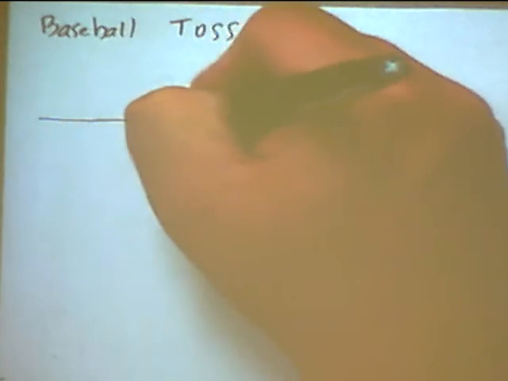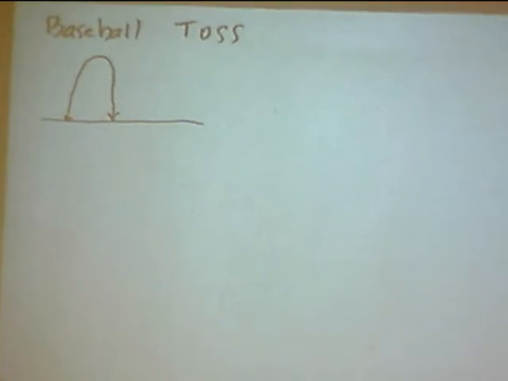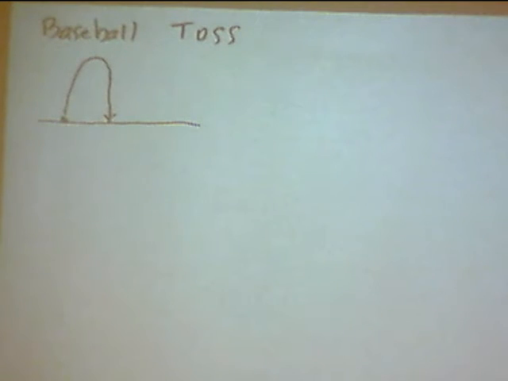A baseball, let me draw a picture. Here's the ground. A baseball is being thrown up in the air. And then, of course, after a while, gravity takes over and the ball falls down to the ground. Now here, we're looking at two things. We're looking at the height of the baseball, and we're looking at how much time has elapsed or passed since the ball was thrown in the air.